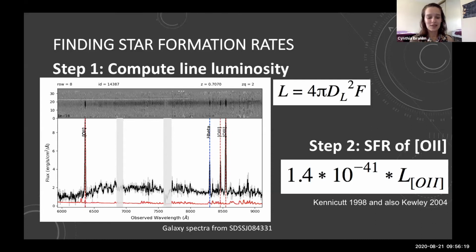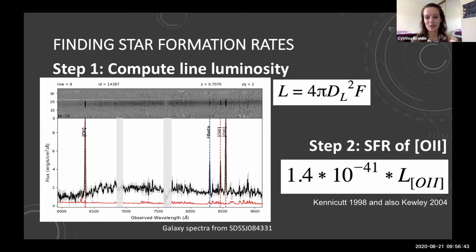Now, as we see in this figure on the left, this is a galaxy spectrum from the SDSS specific field 084331. We see that it is also able to read in the redshift. So this specific galaxy is actually within the quasar's range that we're looking for in this field. So this is something that we would pay really close attention to.